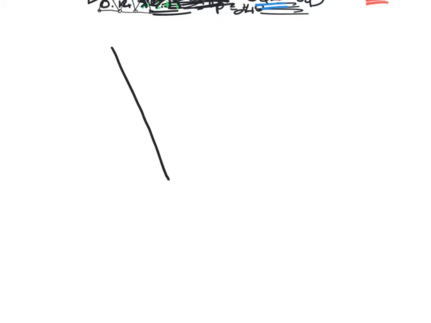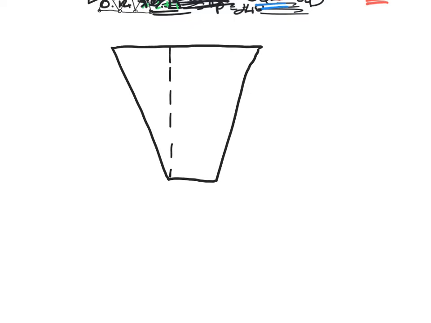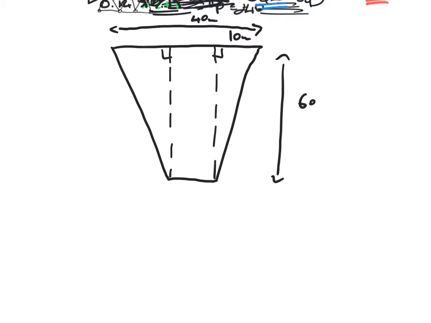Okay, let's prepare for question 8. We've got a trapezium, which is like so. We're told that these are two identical right angle triangles, and this is 10 centimetres. This bigger length here is 40 centimetres. That's 60 centimetres. And in here is 20 centimetres.